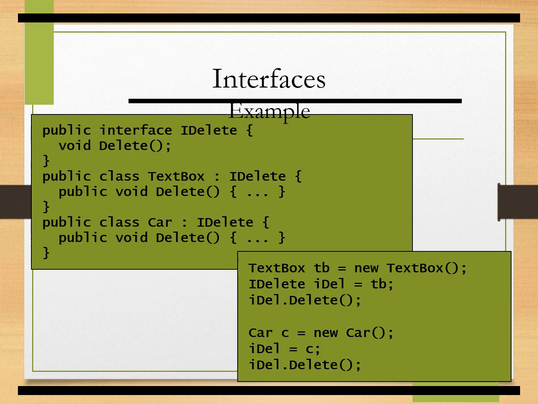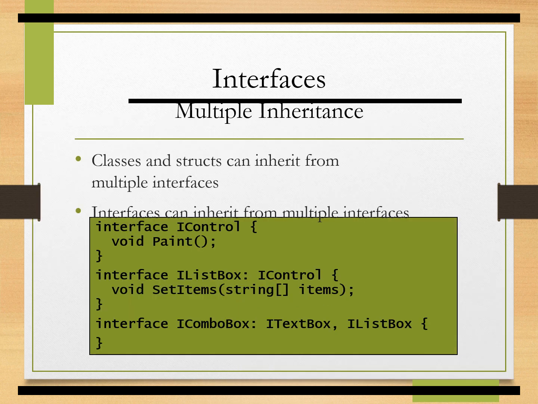See this example: public interface IDelete, void Delete, public class TextBox. If you specify it after the colon, it inherits from the other interface IDelete. So public void Delete. This is the syntax. Just assume a real-time example: if you see a car, to create a new object, the new object is a new car. Those are the syntax.